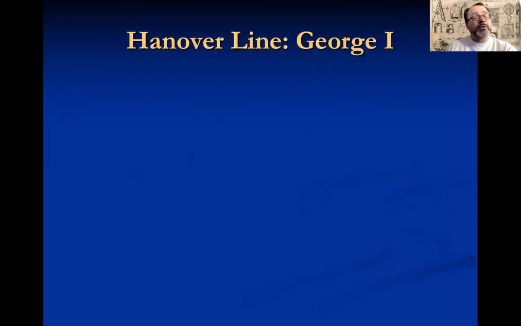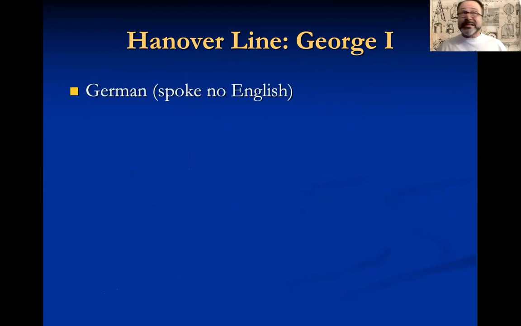Now we go to the Hanover line. So we've gone from the Tudors to the Stuarts to the Hanovers. And the Hanovers were German. And there were a lot of people who were not too hip to the idea of a German being king, including George I, the guy that became king. He wasn't too excited about being king of England. He didn't speak English, and he didn't want to learn.